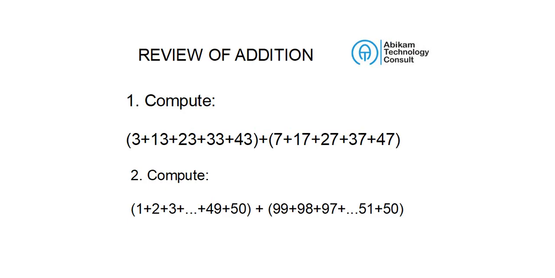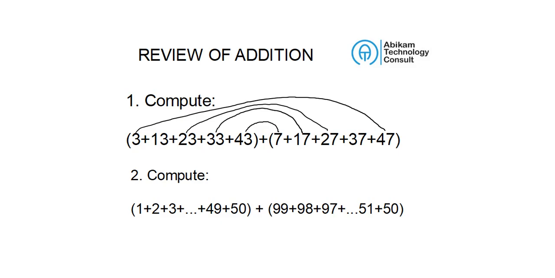We realize that the last one here, which is 43, if we add it to 7, it will give us 50. 33, add it to 17, it will give us what? 50. The same thing, 23 and 27. So it means we get the same thing with 3 and 43. So for this group we get 50.